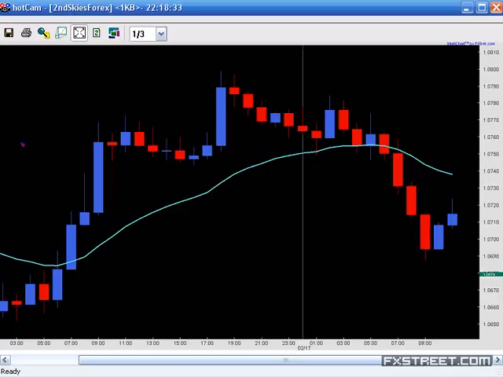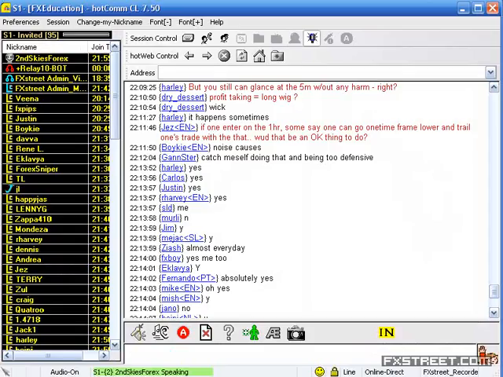Jez says, if one enters on the 1 hour, some say you can go to a lower time frame and trail one's trade with that. Would that be an okay thing to do? It can be. It just depends on the nature of the system. I had a system that is specifically tailored to the 1 hour time frame, catching momentum and volatility moves on that 1 hour time frame.